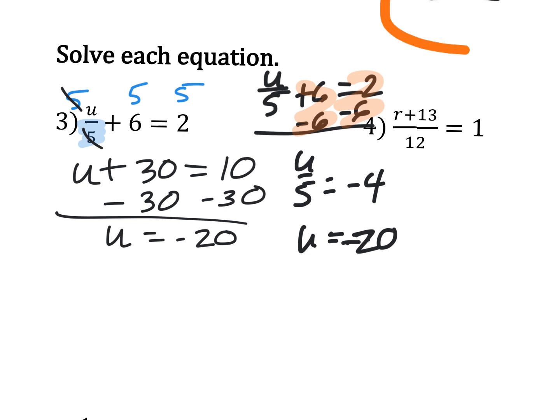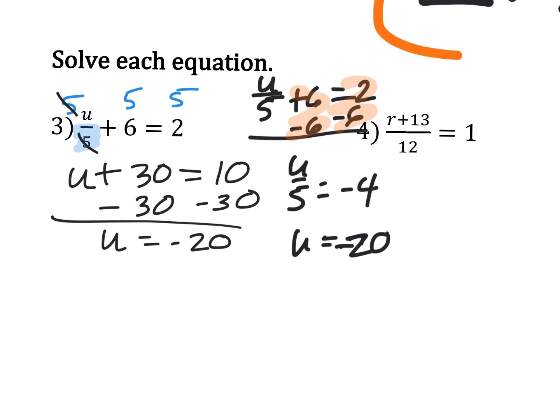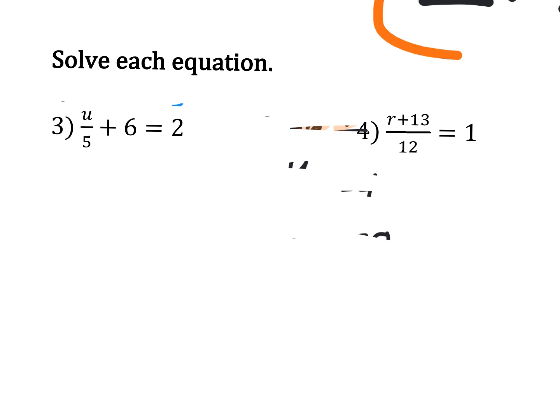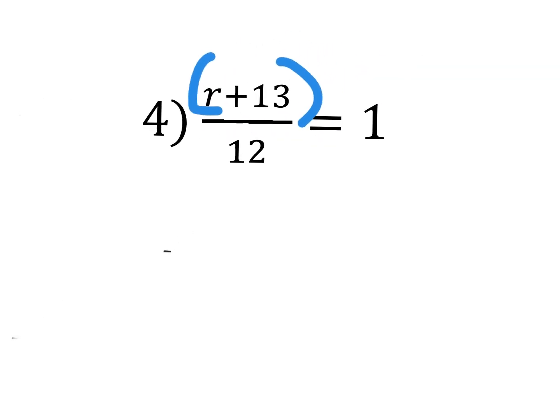So notice number 4 is different from number 3. I'm going to clear out number 3 just so you can get a closer look so you can see the difference. Problem number 3, we had to multiply 3 different times because the 6 is not on top of the 5, right? It's its own separate entity. Over here on number 4, though, the 13 is on top of the 12. So you have no choice. You cannot do minus 13 to start.